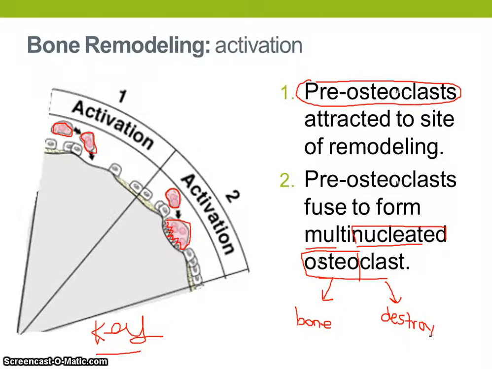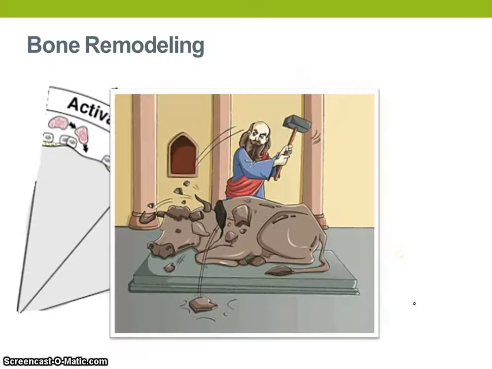Take a second to make sure you have everything colored in red, all the osteoclasts and pre-osteoclasts, and in your notes: pre-osteoclasts are attracted to the site of remodeling, and they fuse to form multinucleated osteoclasts. If you need a way to remember what an osteoclast is, I'm going to use a word that is not necessarily science related, and it's iconoclast.